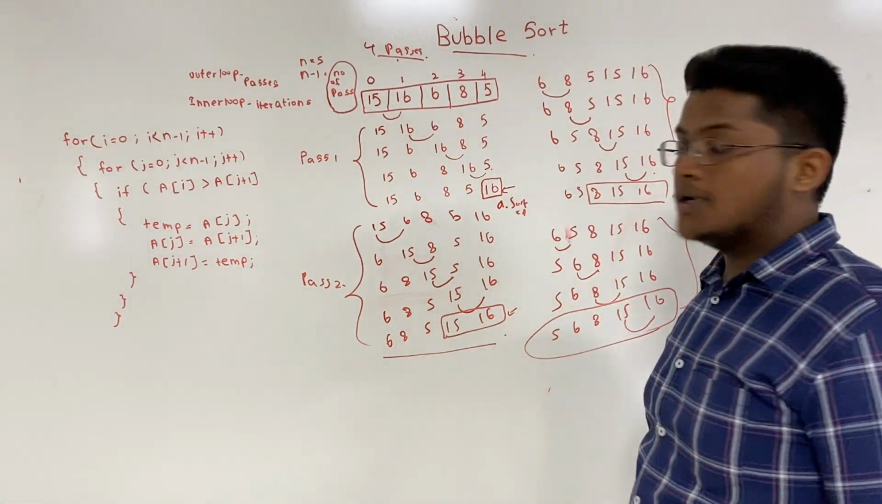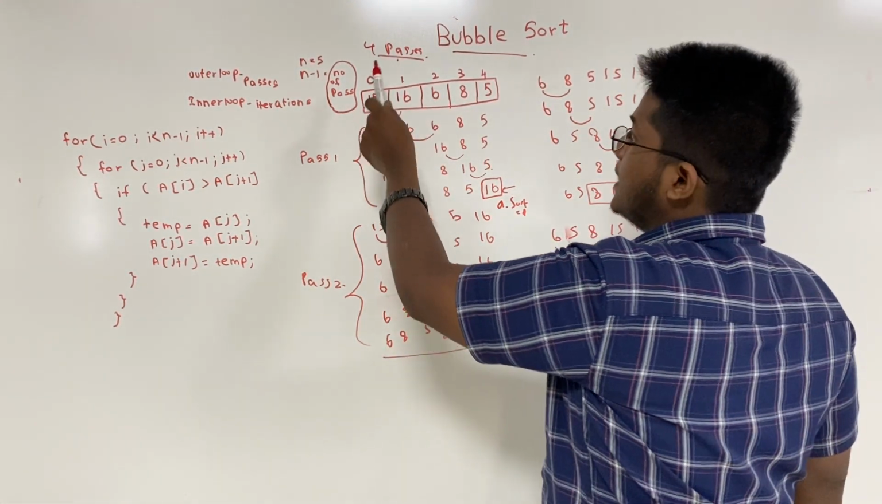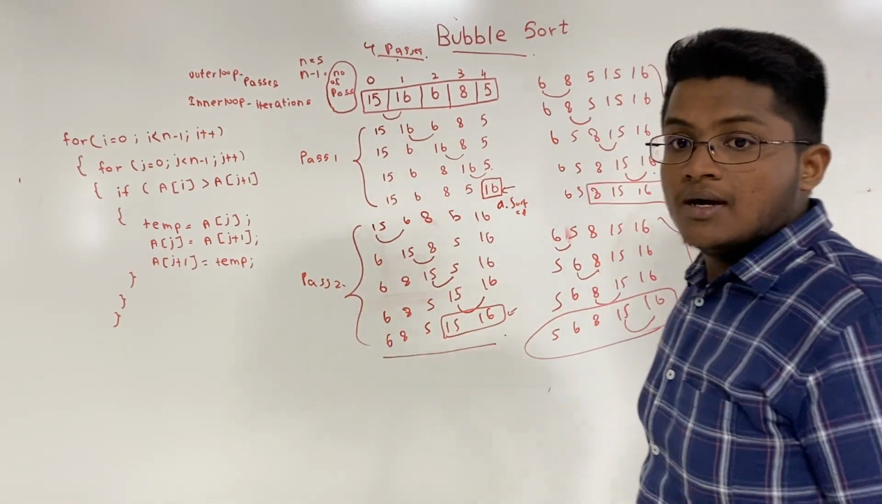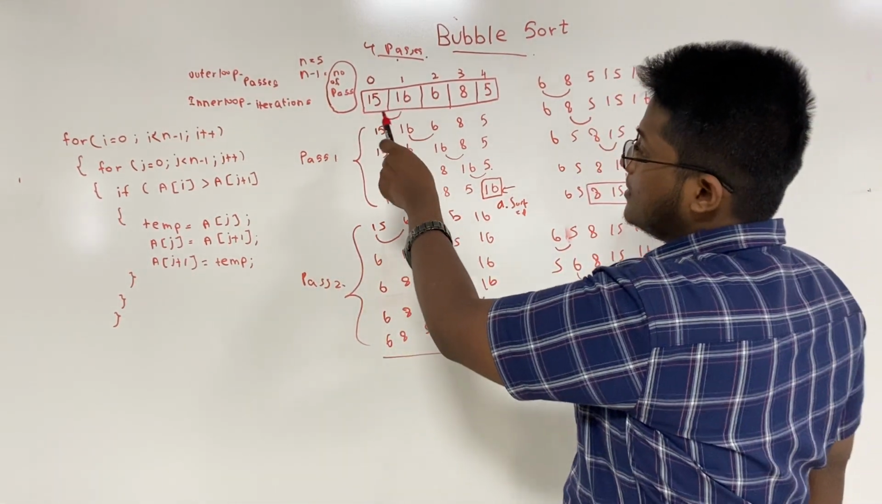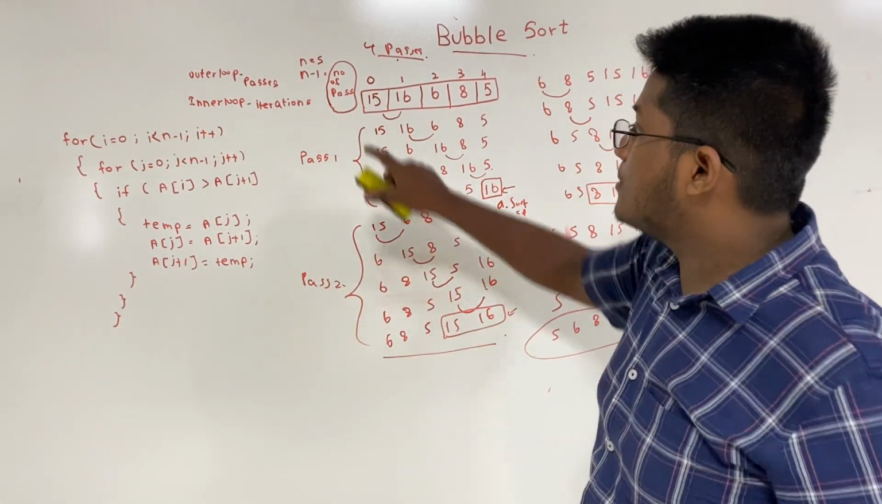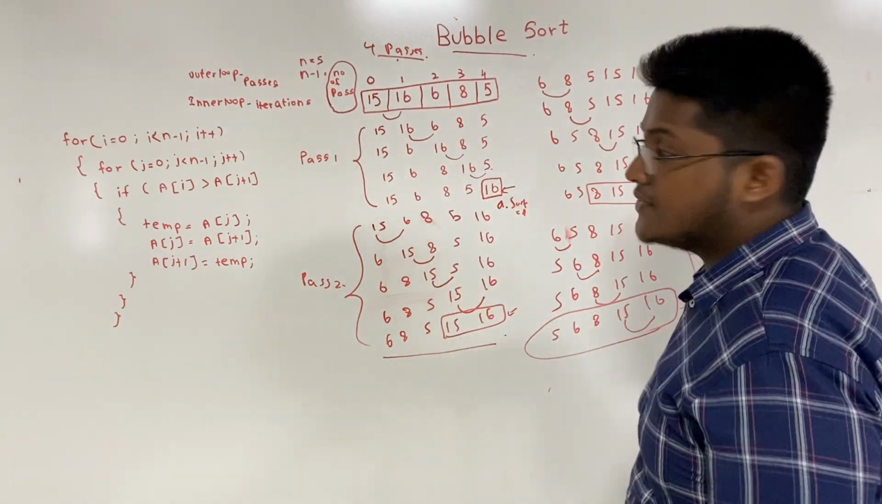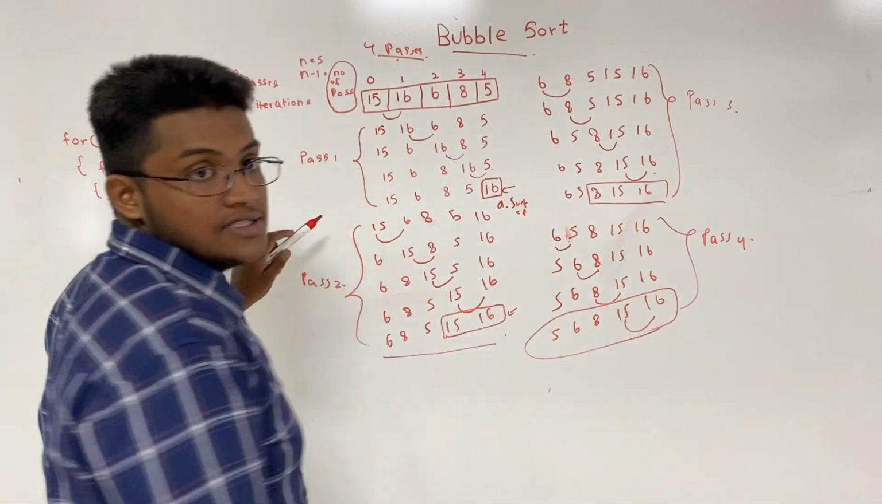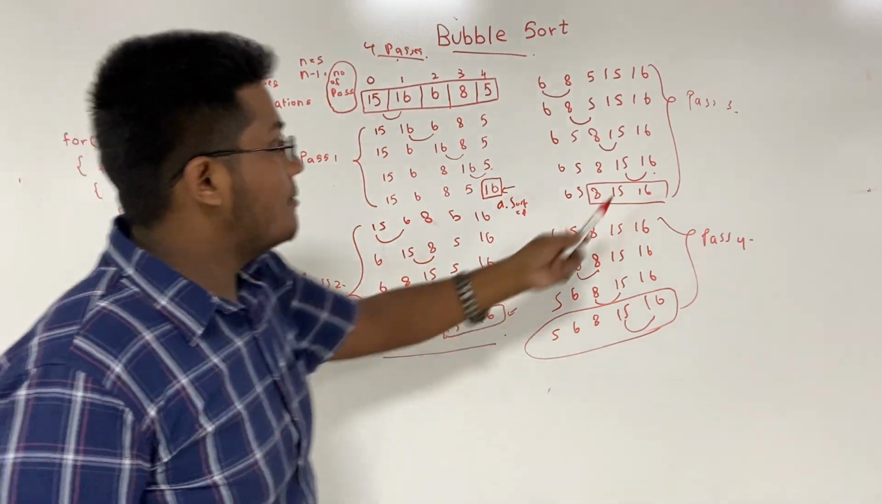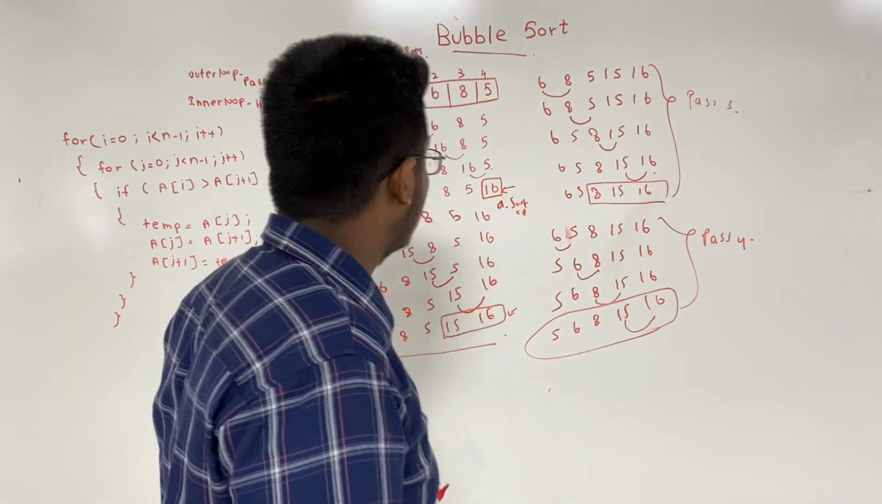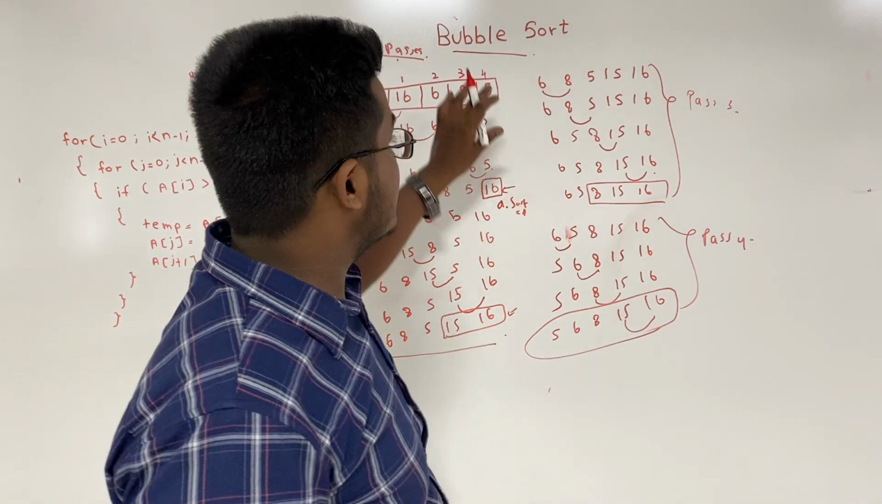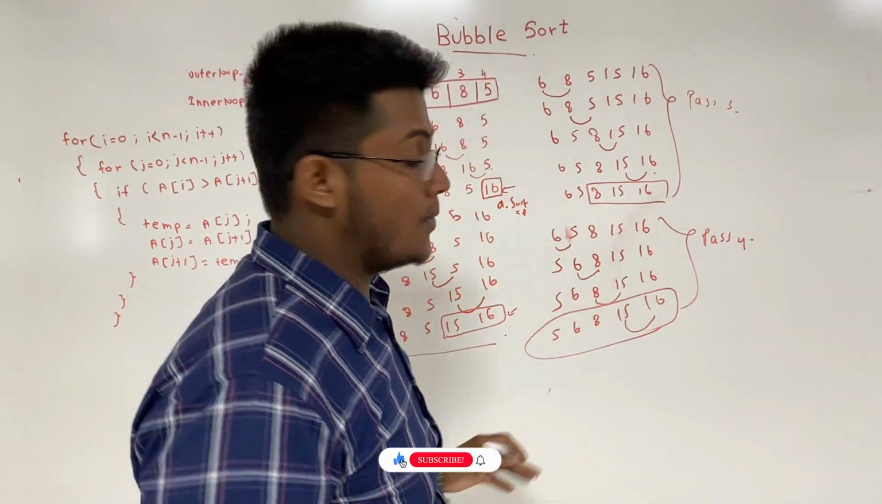Right? I told you that there are n minus 1 elements. So n minus 1 is the number of passes, right? So you can see there are 4 passes. This is pass 1, pass 2, pass 3, and pass 4. Right? It is the way that it goes.